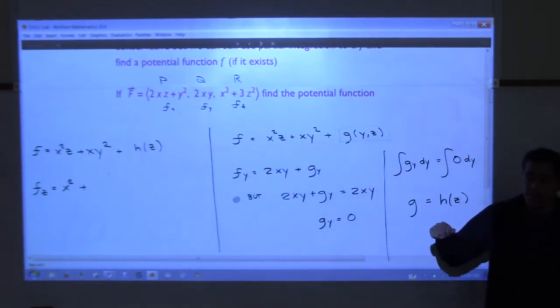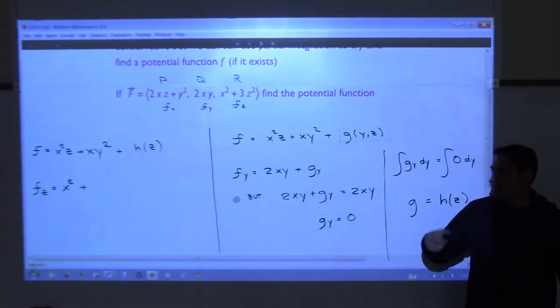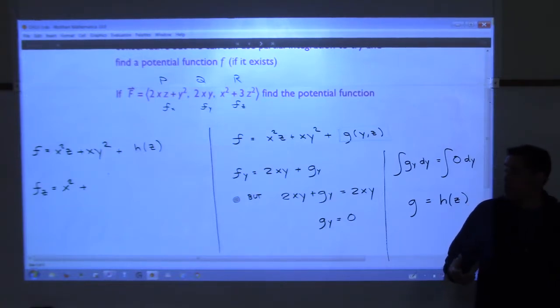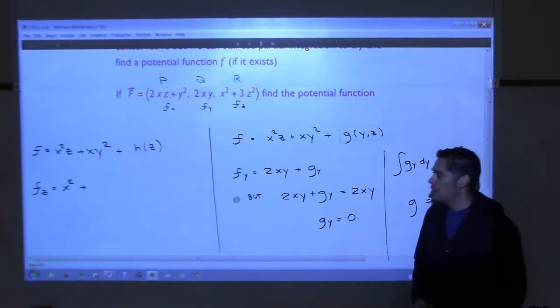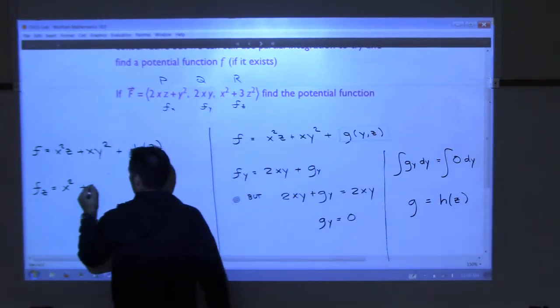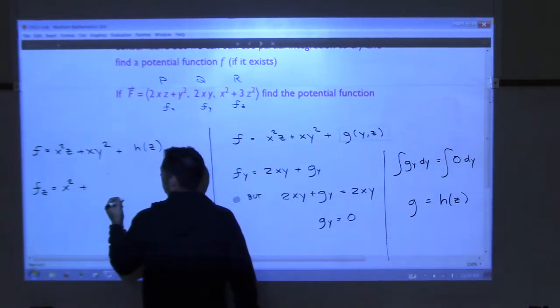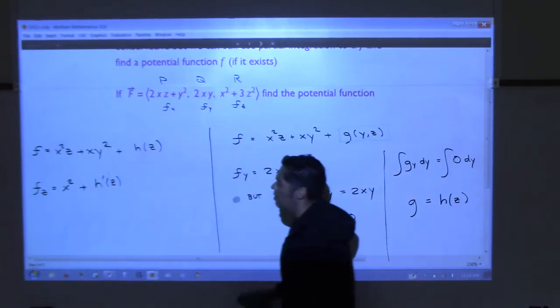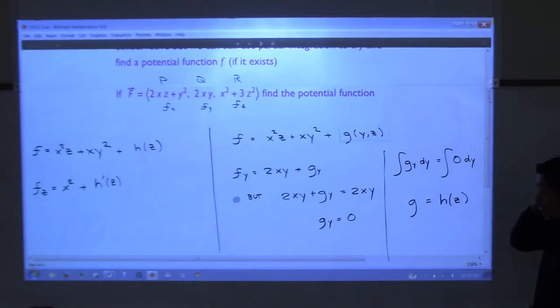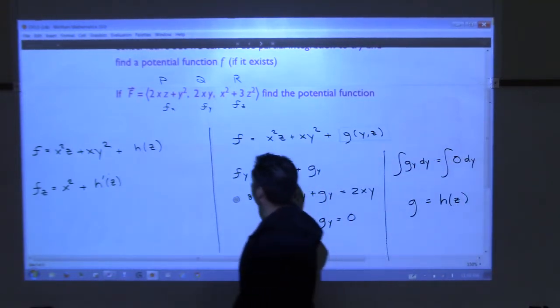Could you say h prime of z this time? Yes, because h is a function of a single variable. You could also write h subscript z. It's the same thing. Whatever you prefer. What do you want, prime or subscript? Prime? Okay. H prime of z. All right, so that's what I know about the partial of f with respect to z. Now, I need that to match what? This?